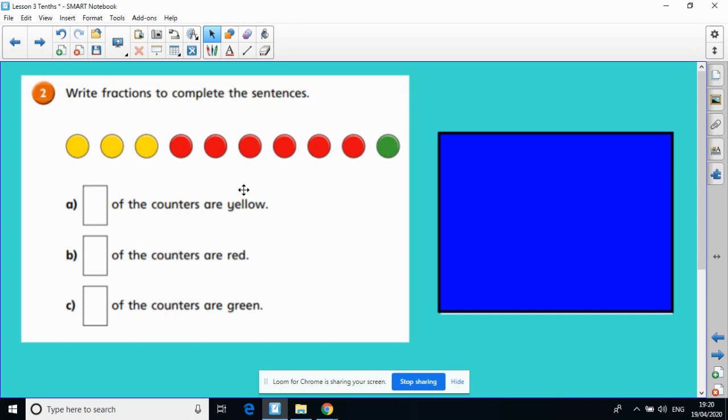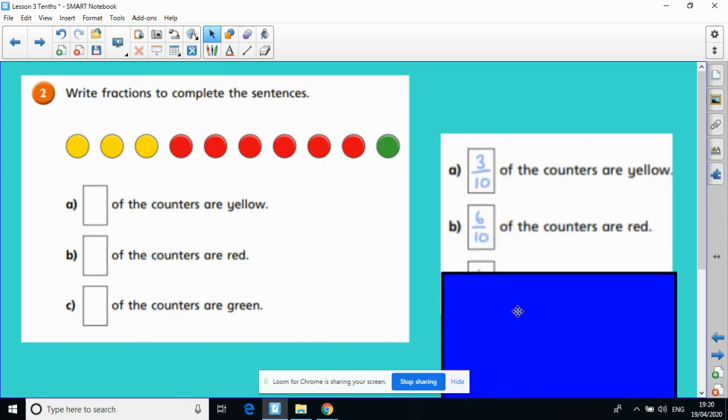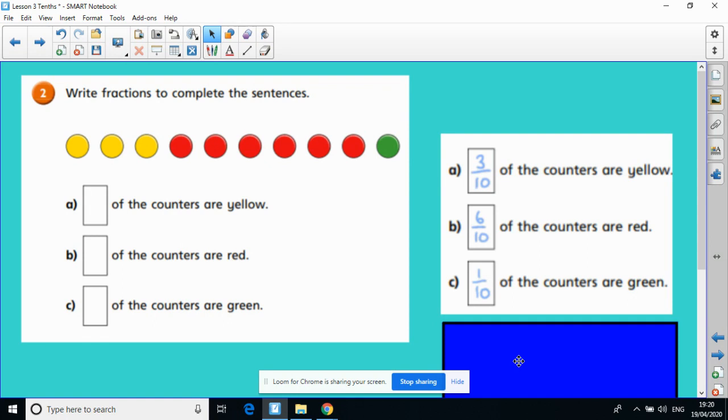How many of the counters are red? 1, 2, 3, 4, 5, 6. 6 out of 10 counters are red. 6/10 are red. How many of the counters are green? 1 out of 10 counters are green. 1/10 of the counters are green.